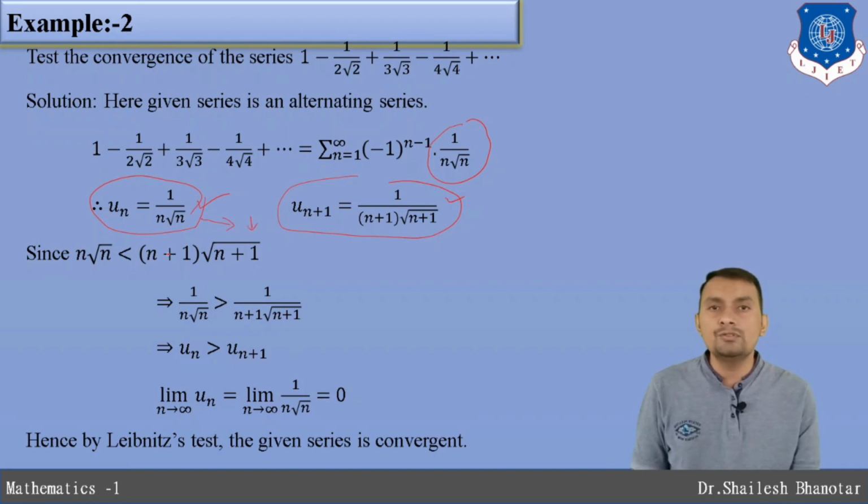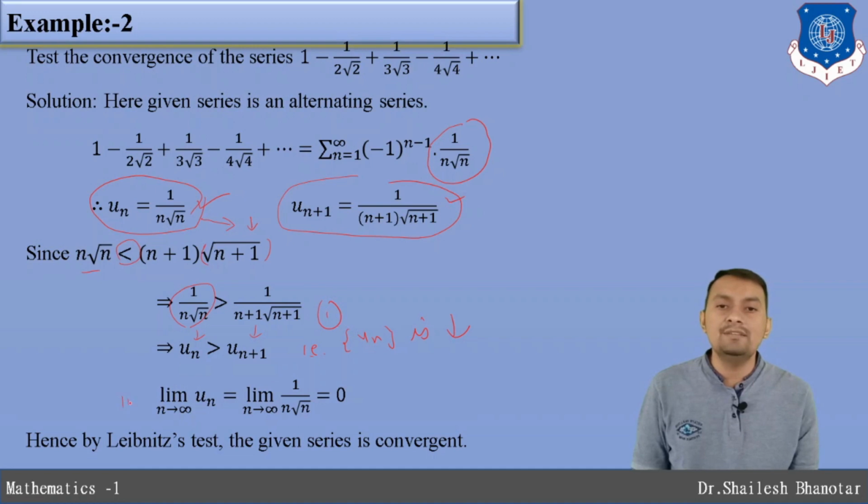Otherwise, suppose you want to show it mathematically, so this quantity is always there: n into root n is less than n plus 1 into root n plus 1. But when we take the reciprocal, the inequality changes and it becomes greater than. This is un, and this is un plus 1, and hence we can conclude that un is decreasing. So this is our first condition.